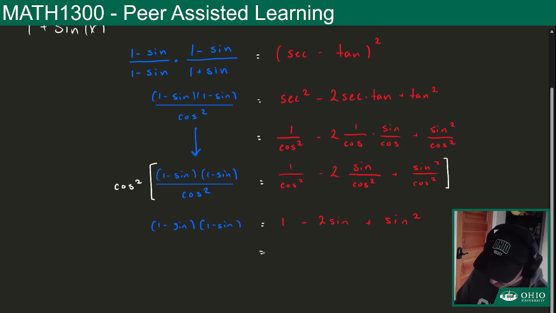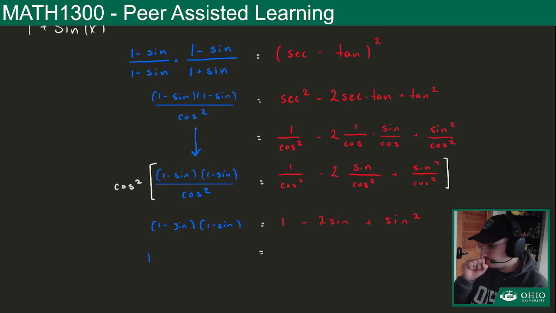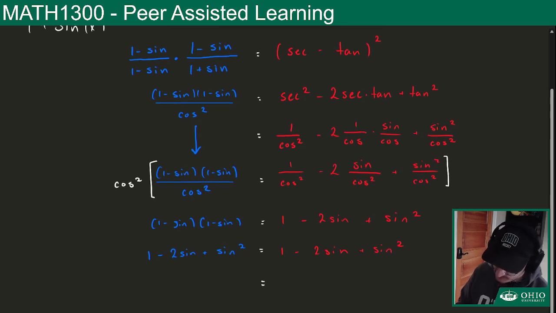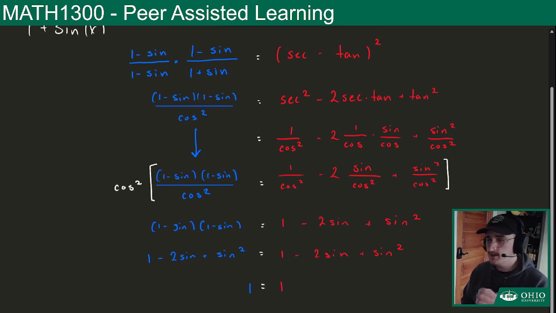If I now FOIL out the left side of my equation, I will get 1 squared, which is just 1, minus 2 sine plus sine squared. And we have now balanced our equation. Our equation is the exact same on both sides. If you really wanted to take this further, you could cancel those sine squareds, cancel those 2 sines, and you'll get 1 equals 1. But in the end, I have the same equation on both sides.